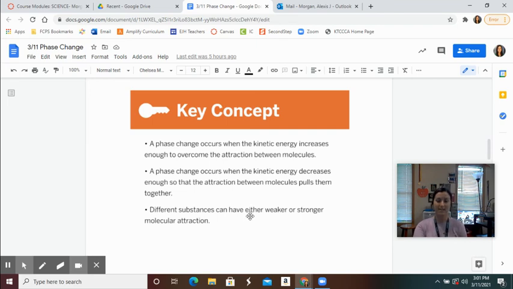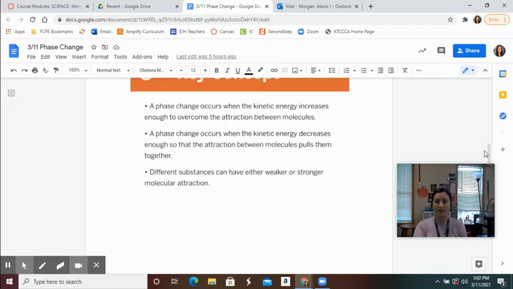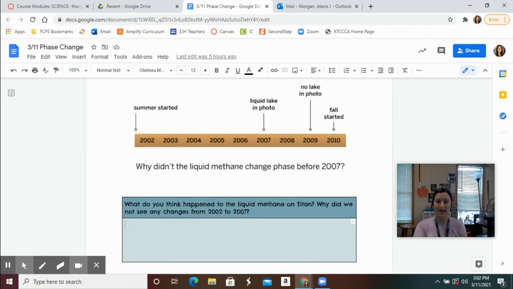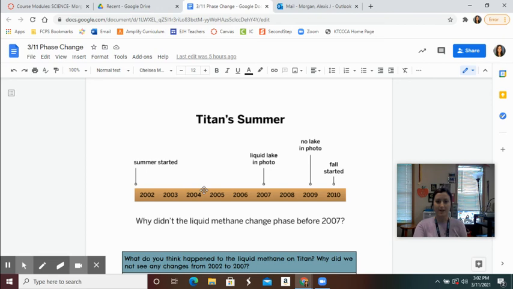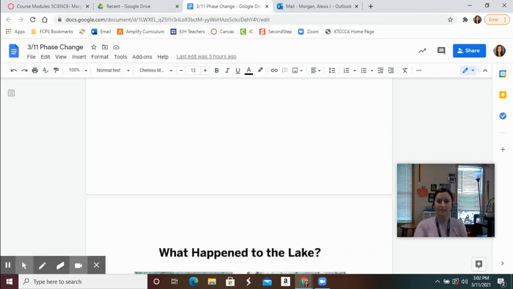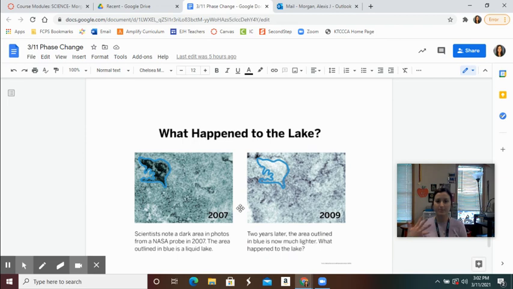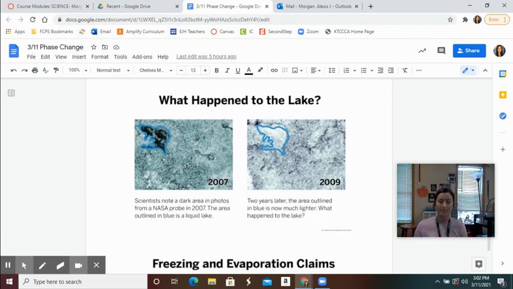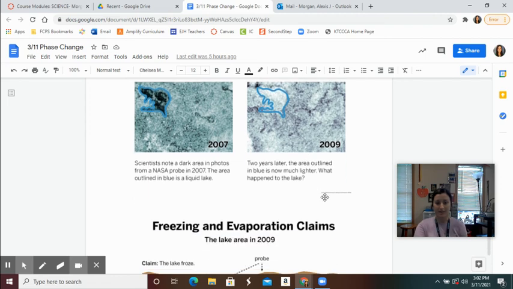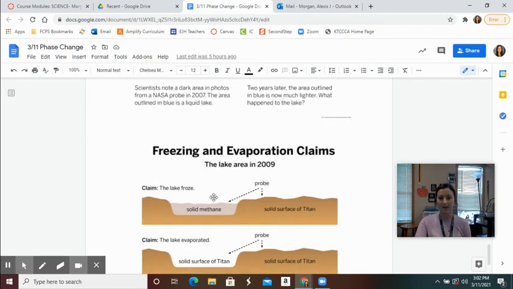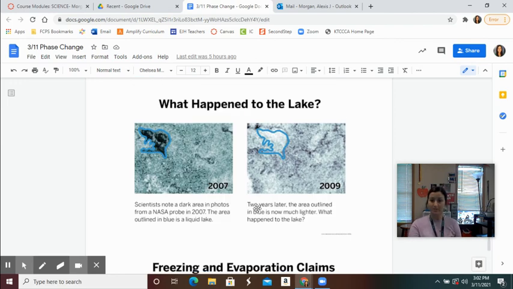And then down here, we are going to wrap up our scenario that we've been talking about with Titan, which is our moon of Saturn. I also included these pictures down here at the bottom with our lake, because we've been trying to figure out this whole time what happened to our lake. We know in 2007, the satellites saw that there was liquid, and then in 2009, we see that it has disappeared. What happened? We had two claims that we looked at: whether the lake froze or whether the lake evaporated. Remember, evaporation is going from liquid to gas. Which of these scenarios makes more sense?